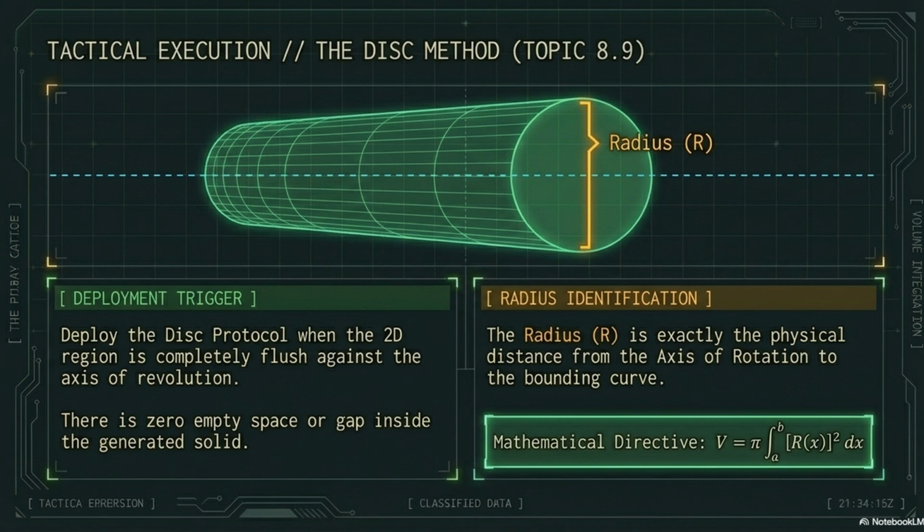Here is your tactical execution for the disk method. Deploy this protocol when the 2D region is completely flush against the axis of revolution. There is 0 empty space inside the generated solid. The radius, r, is exactly the physical distance from the axis of rotation to the bounding curve.